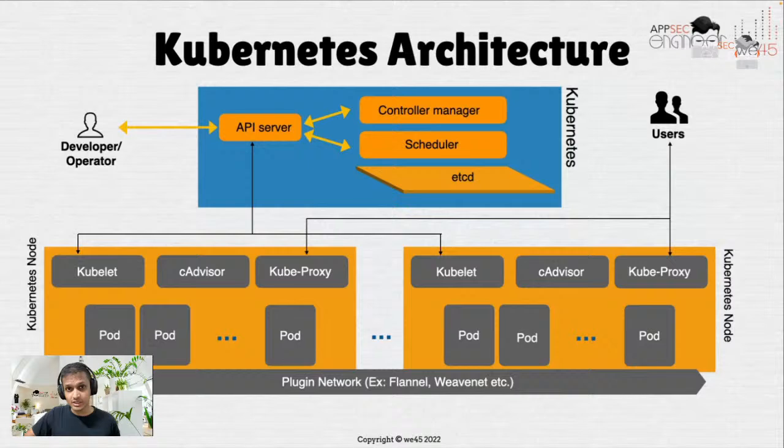You can either do it using a user interface, something like the Kubernetes dashboard, or the other way is to use a CLI, that is kubectl. Now, when you communicate with the API server, that internally communicates with multiple other components as well. One of the first components that it's going to communicate with is the scheduler.